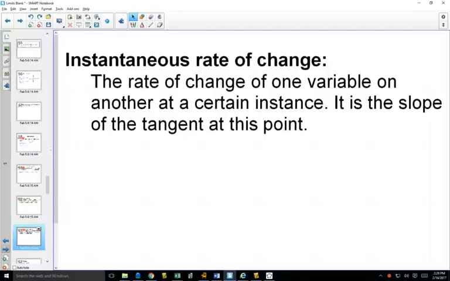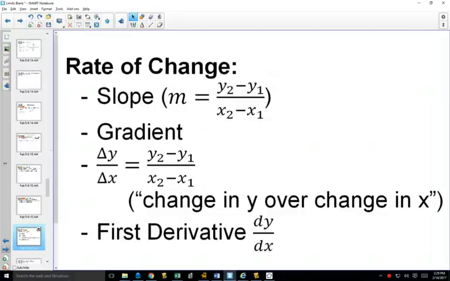Now, we use a lot of different notations for rate of change. You've already learned about slope. Another word for slope is gradient. Here's your slope formula, m equals y2 minus y1 over x2 minus x1. This is basically your rise divided by your run. You can write it as change in y, delta y over delta x. And your slope is your first derivative. So that's our connection that we're going to get into in calculus, that our first derivative is the slope of our tangent.